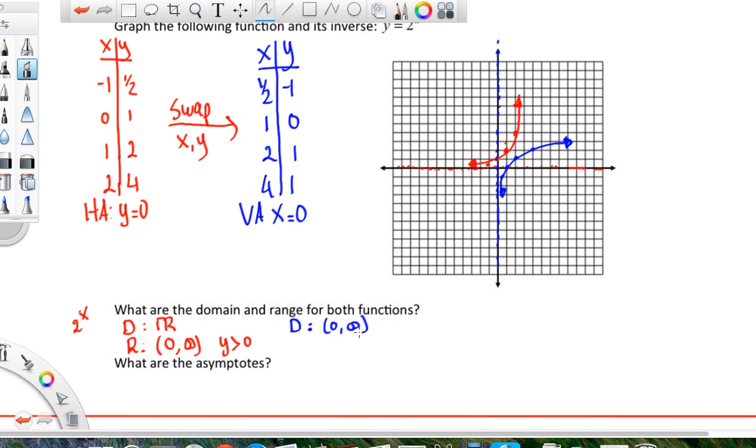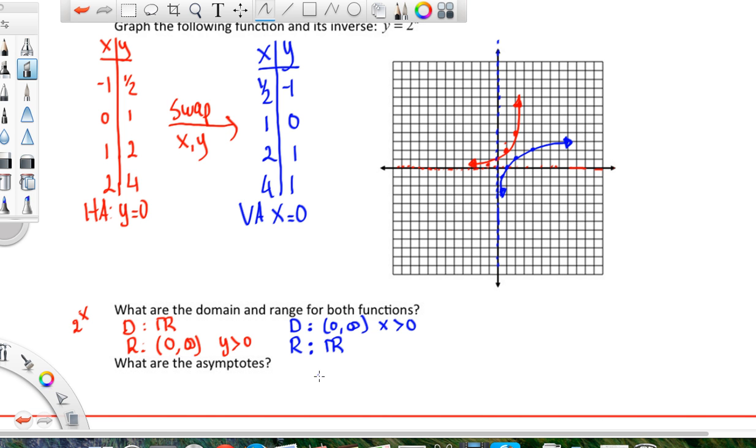I guess this is one reason I use 0 to infinity. Well, that means x greater than 0. If you write it that way, you're okay. So again, if you swap x's and y's, then you're perfectly fine. And the range then would be the domain of the original, so all real numbers.